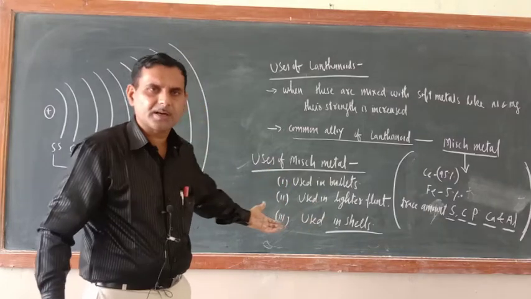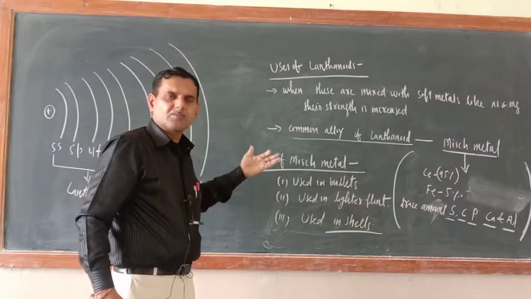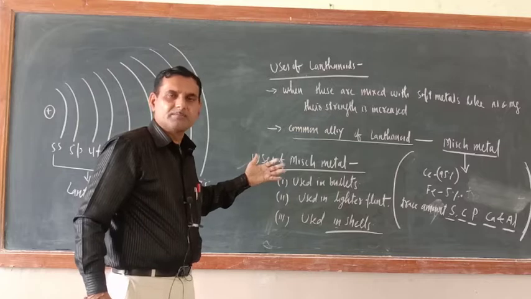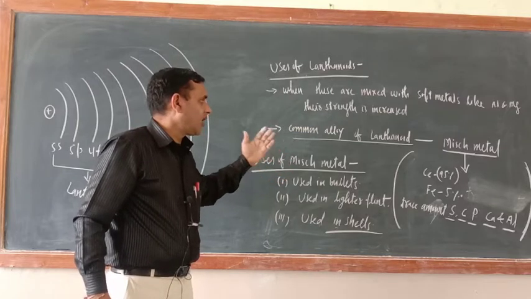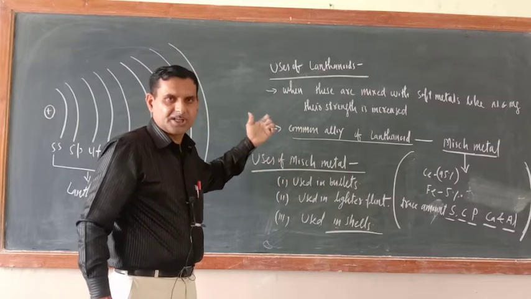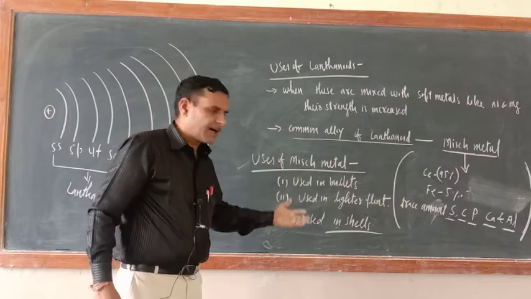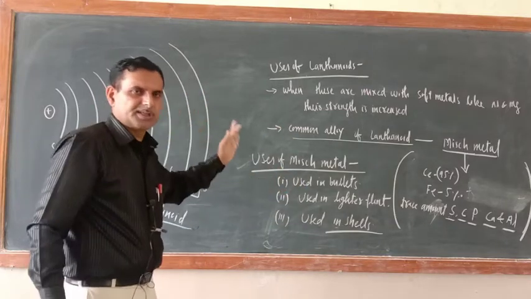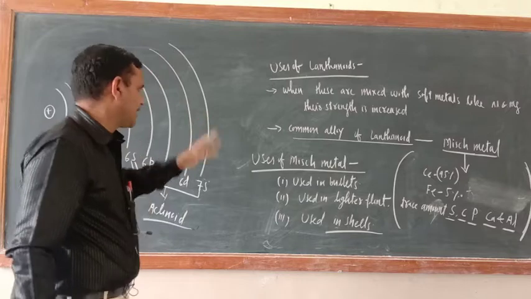Protective body cover. So misch metal is one of the most important alloys of the lanthanides, and it has a variety of applications also. In this way, the lanthanides are completely covered.